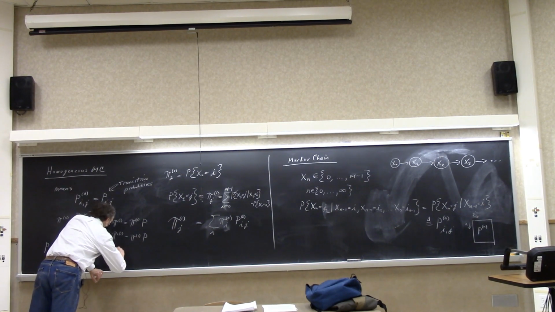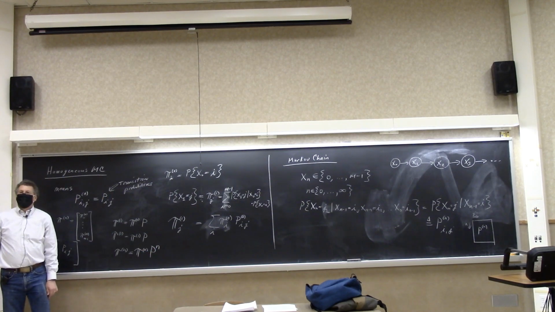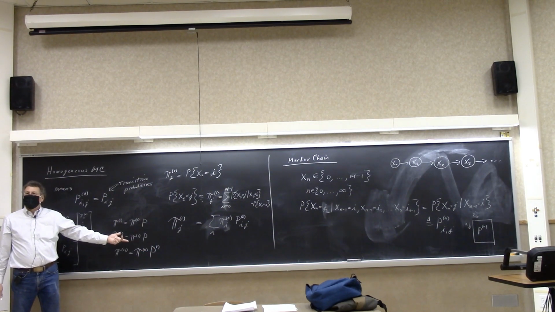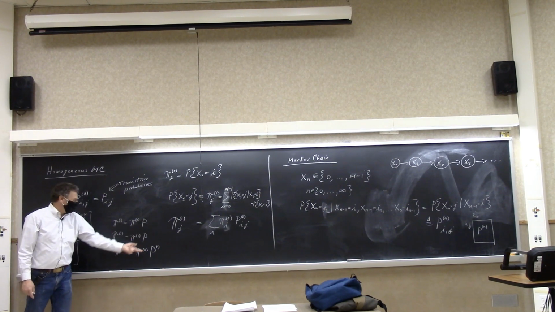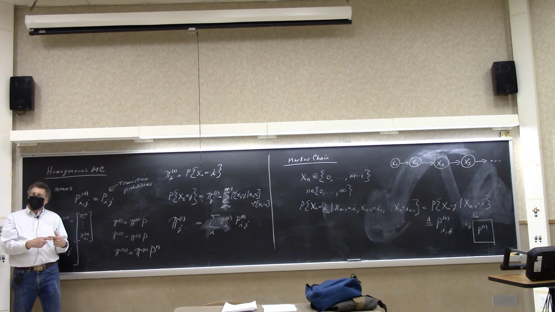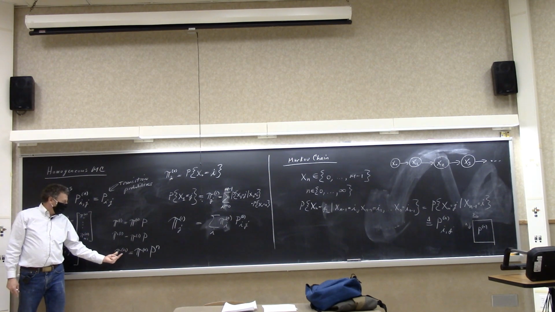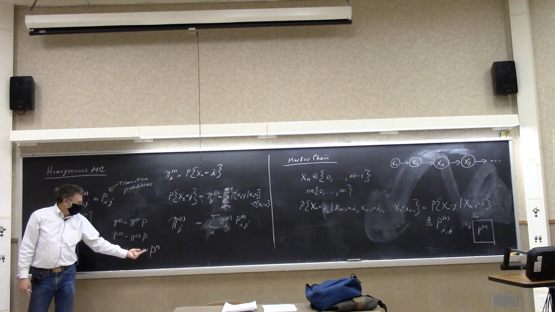So it's pretty clear that pi n is equal to pi 0 times P to the n. There's no parentheses there, because I just keep multiplying by P. Every time I multiply by P, P is a matrix, it's like click, I take one step forward, right? So the distribution at time n is the distribution at time 0 times P to the n. Yeah?